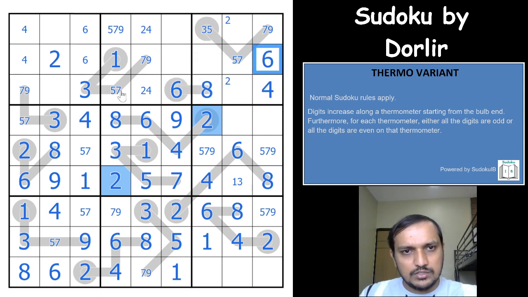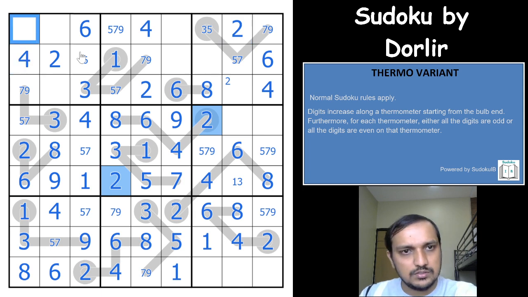That gives you a 4 and a 6 here. That gives you 6 here. 2 and a 4 here. That gives you 2 here and a 4 here. Nice.